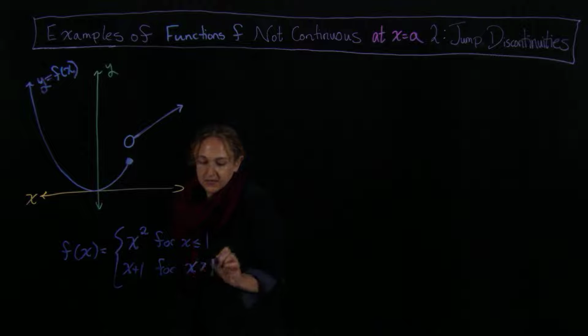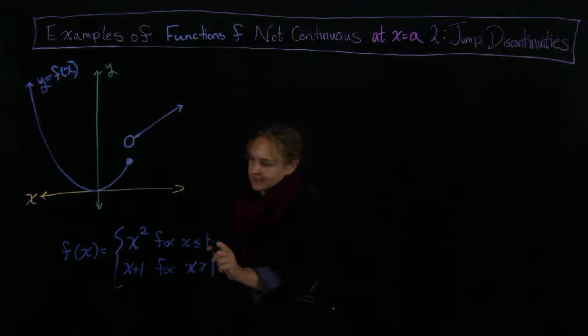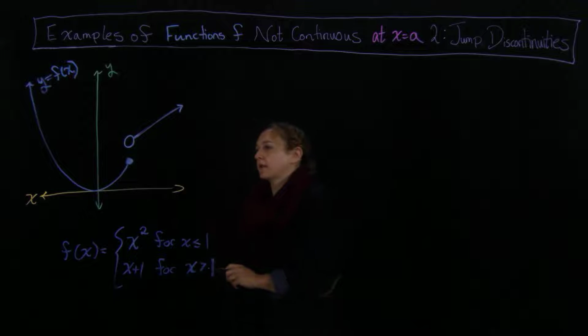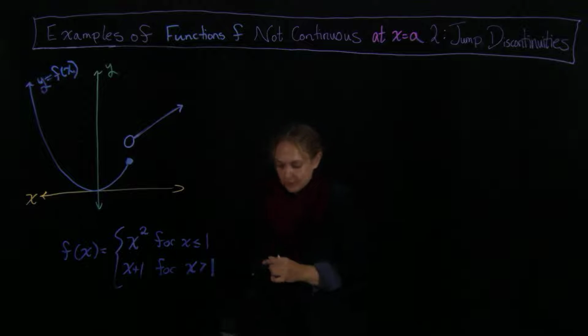So the function is actually defined at x equals 1, right? Because we're allowed to look at x less than or equal to 1 here, so that includes x equals 1. So we just define it using that function. And that kind of matches up with the picture. It looks like we're using the x squared part of the function.